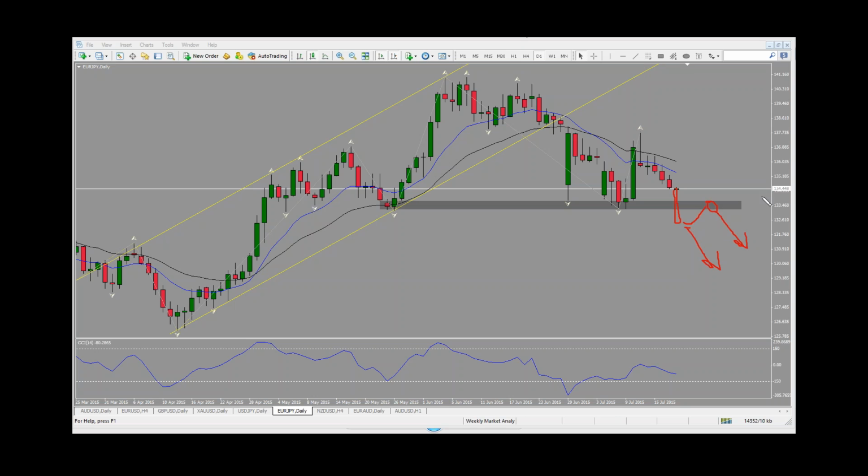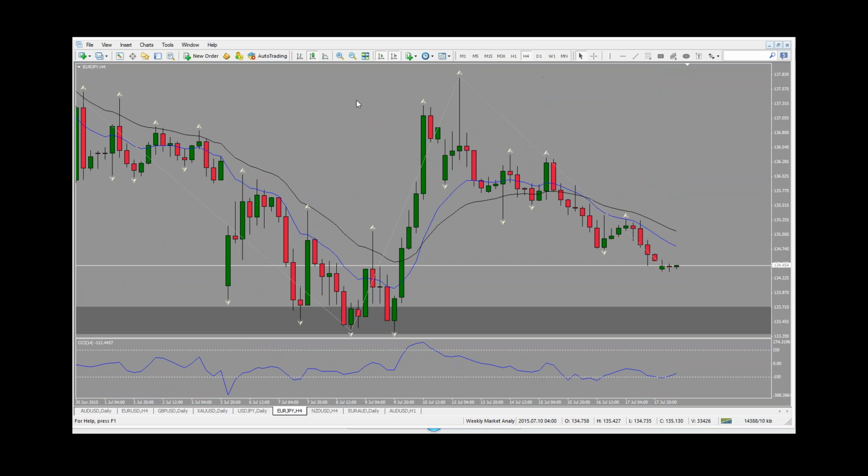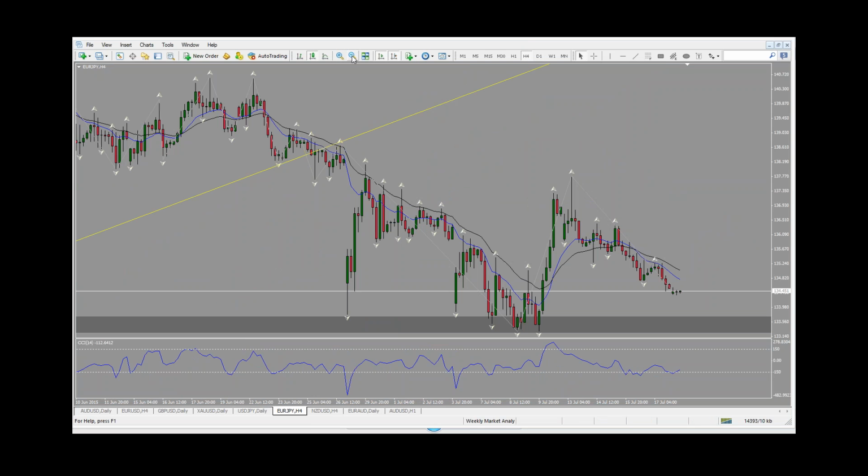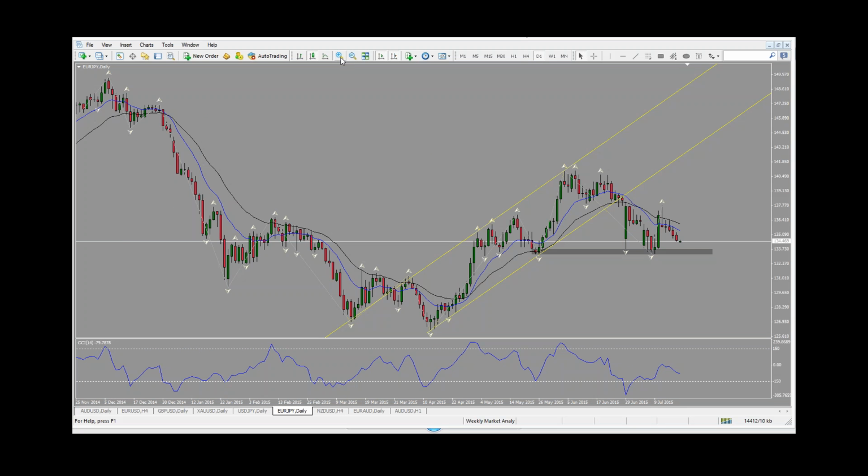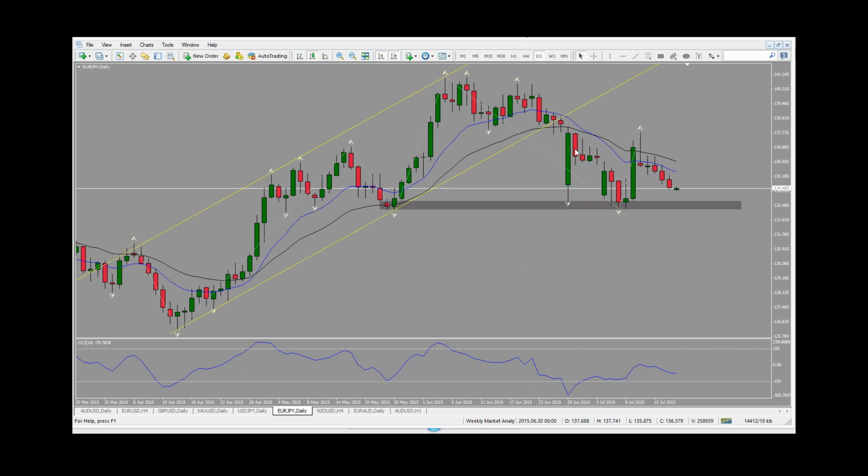Okay. So that's the only thing I can see on the euro yen. It's a really not very pretty looking chart, but that's what's available. There's nothing better. Let me have a quick look at a 4-hour. No, nothing that I like. So we'll keep it at that.